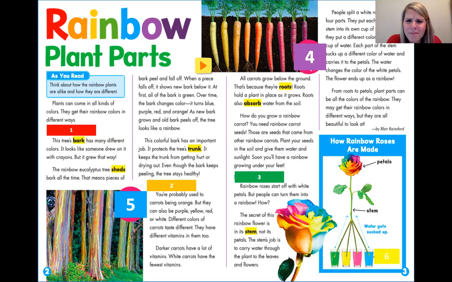How do you grow a rainbow carrot? You need rainbow carrot seeds. Those are seeds that came from other rainbow carrots. Plant your seeds in the soil and give them water and sunlight. Soon, you'll have a rainbow growing under your feet. Okay, I really want to try that.